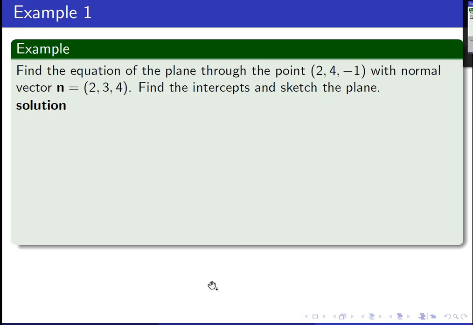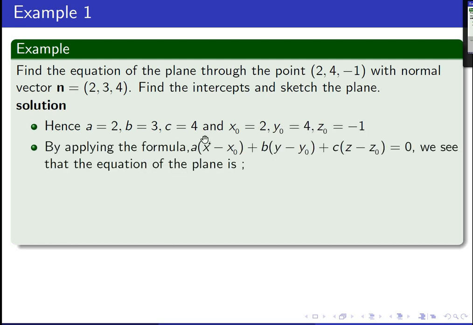We have an example which will make the concept even clearer. We need to find the equation of the plane through the point (2, 4, -1) with the normal vector n equal to (2, 3, 4). Find the intercepts and sketch the plane. Our normal vector is (a, b, c), with the first component 2, the second 3, and the third 4. And our initial point is P naught, (x naught, y naught, z naught), where x naught is 2, y naught is 4, z naught is -1.